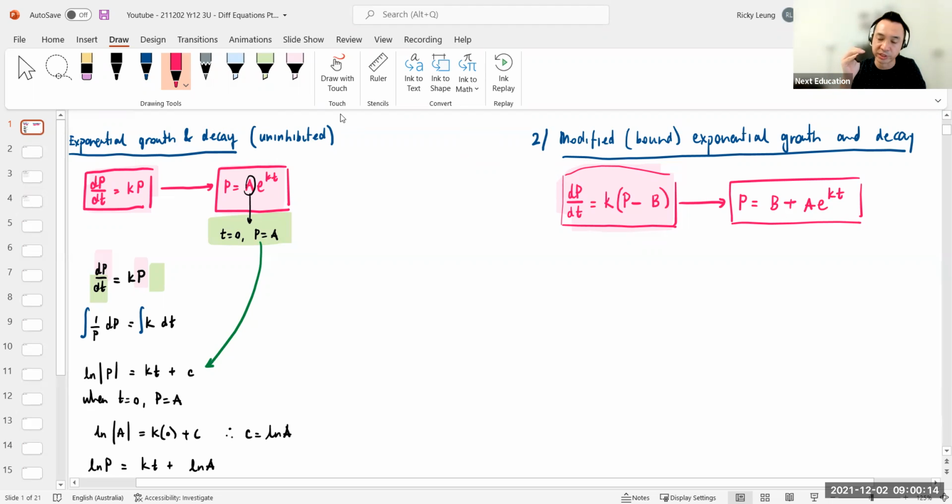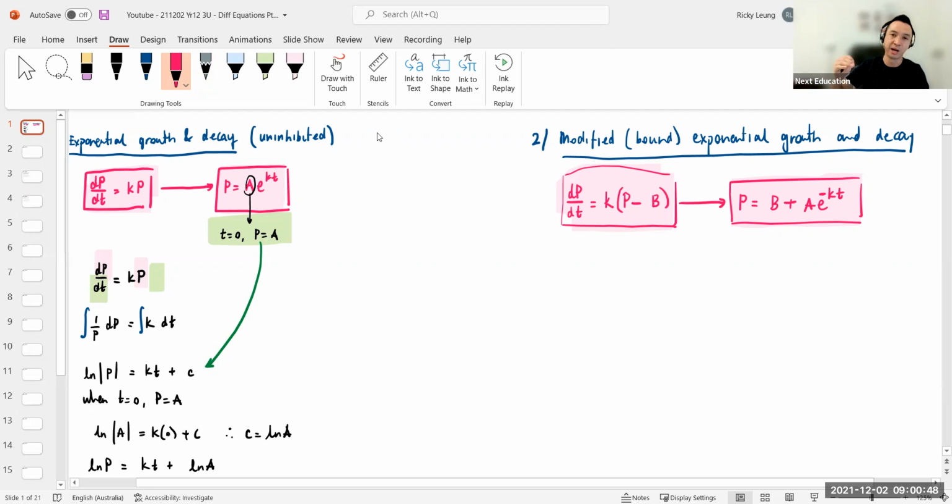I don't know whether teachers appreciate this, but I've looked through a lot of questions, more than 100, that basically have this structure, and I've only found one that doesn't have this. Every other question has a negative k. So whenever you're doing modified exponential growth, the power of the exponential is always negative.